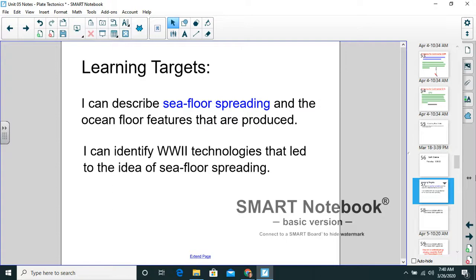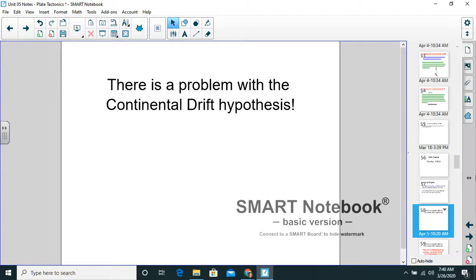So, what are we after today? I can describe seafloor spreading and the ocean floor features that are produced by seafloor spreading. I can identify World War II technologies that led to the idea of seafloor spreading. So, here's our start.